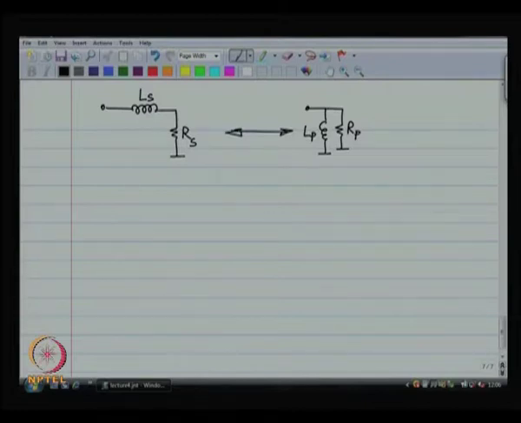First of all, I want to know if this is possible at some frequency, it should be possible, and how are the two networks interrelated. First observation is, it is definitely not possible to transform this over the entire frequency range. A series network can never mimic a parallel network. This is the first observation. Okay.